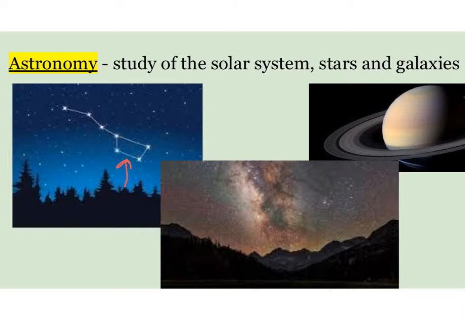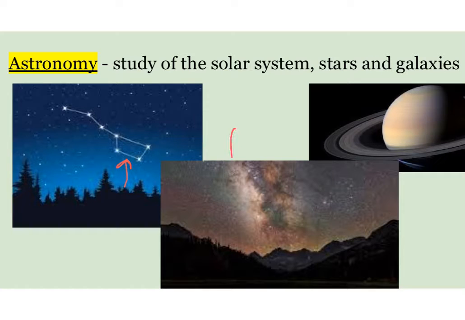A constellation is just a group of stars that early humans would make up stories about. There was no Netflix or Instagram back then to keep humans entertained, so they looked up to the stars and they made up stories about them. And so that's what our constellations are.